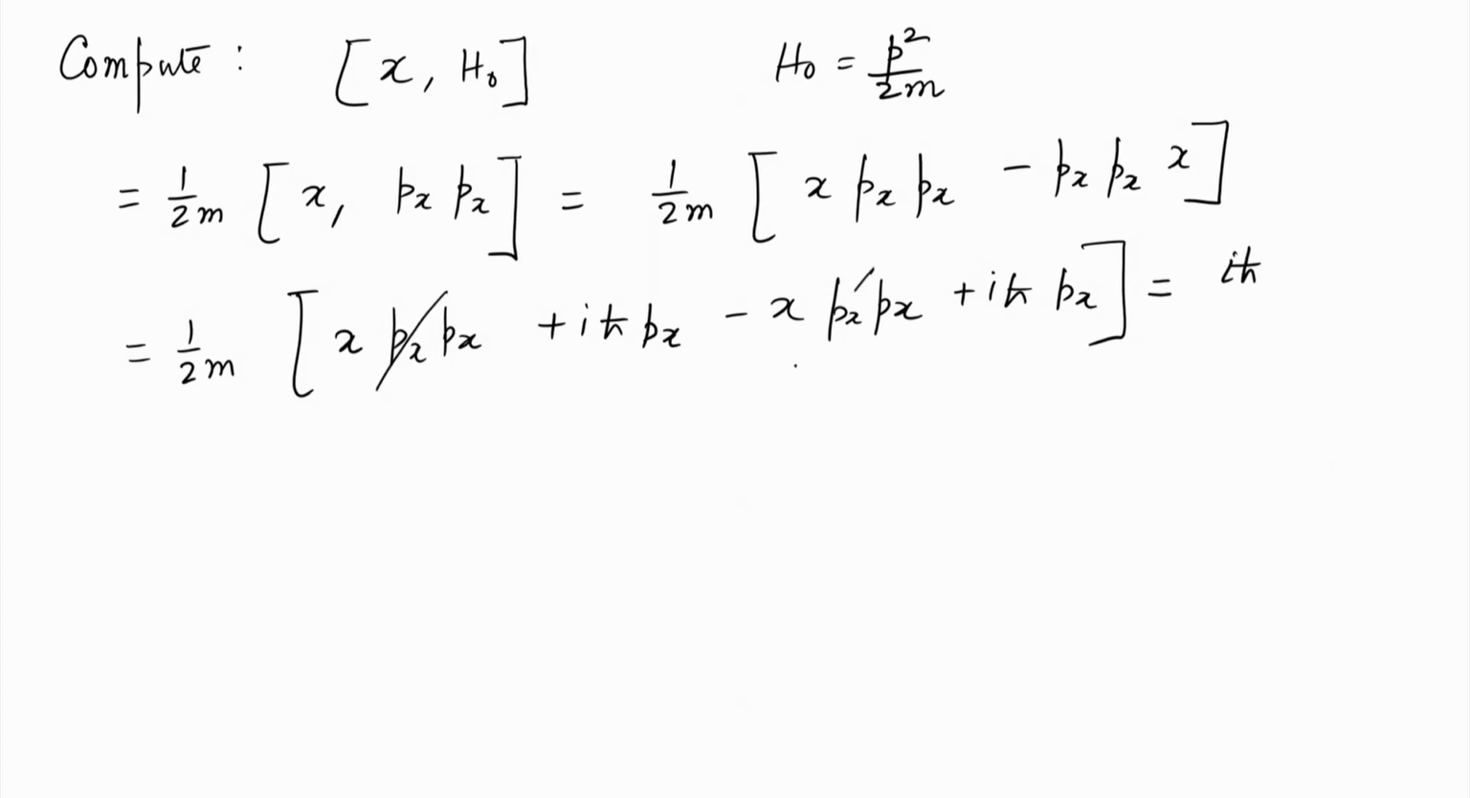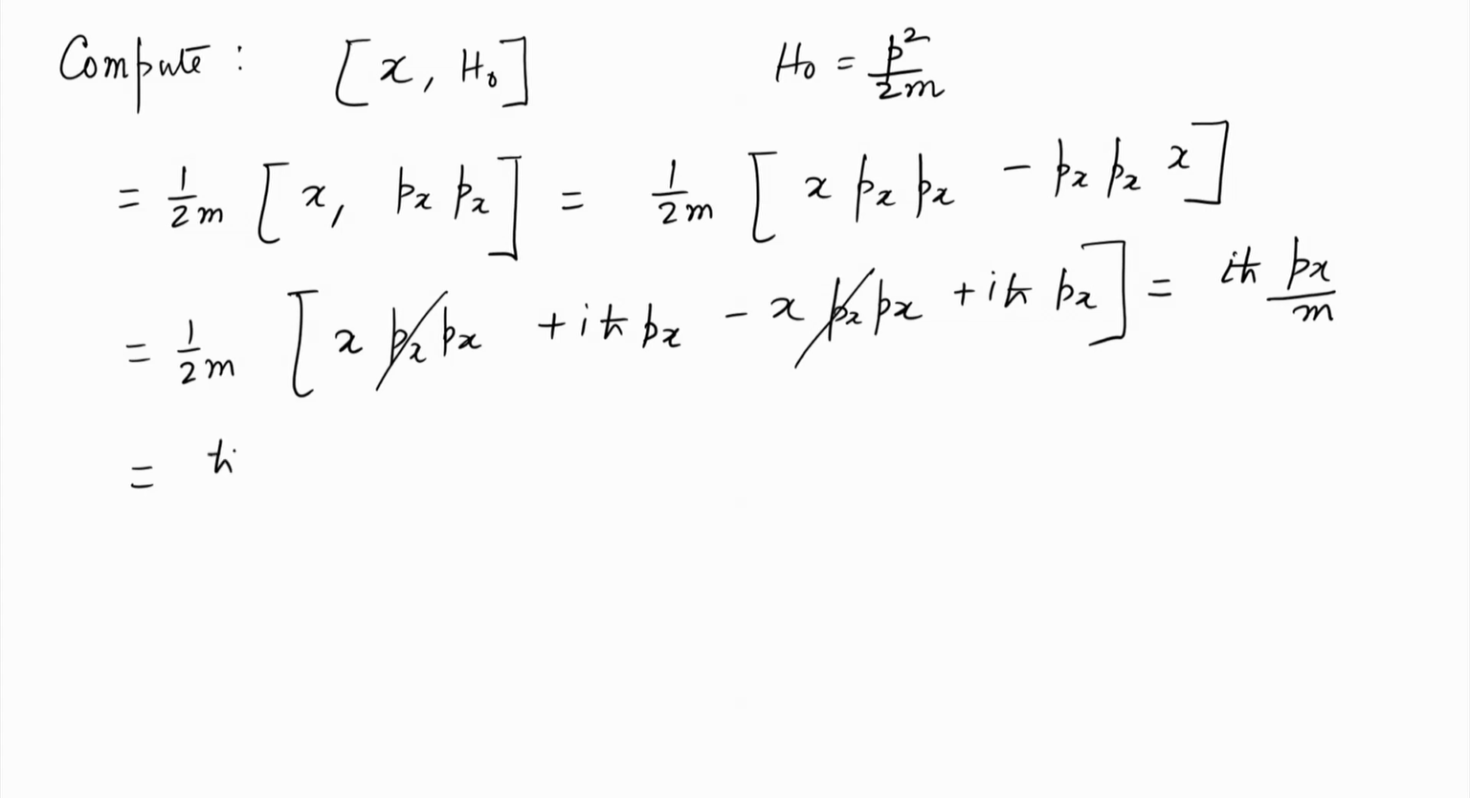So, these two will cancel, and there are two of them, and that 2 will cancel with this 2. So, it is i h cross p x by m, and if we put the form of p x, which is minus i h cross del x, which is equal to h square by, sorry, this is not 2, this is just m, and del x, we write the x component of that.